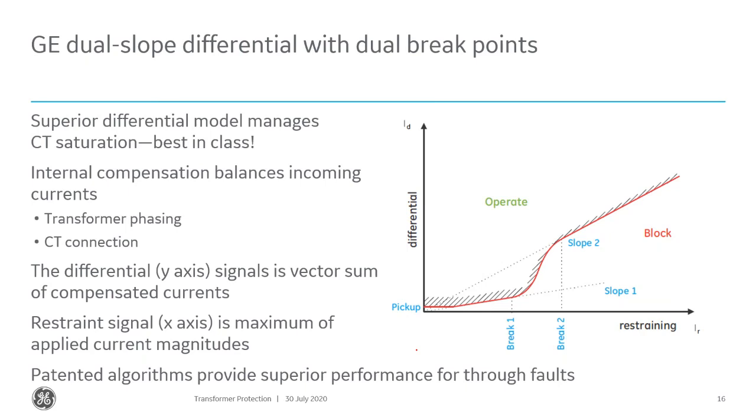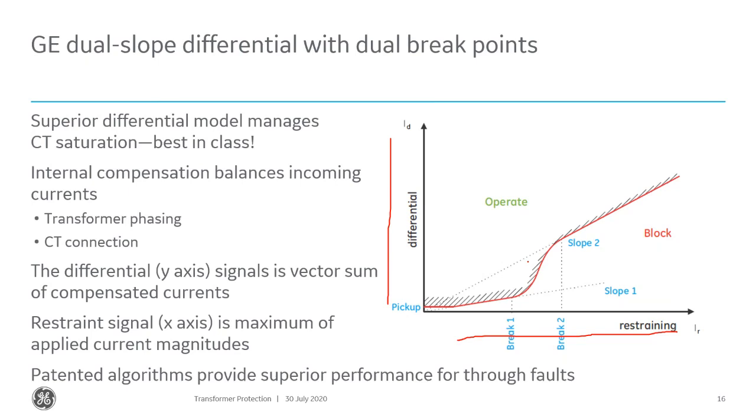Now, what I show on this graph here is that slope differential characteristic. Along the bottom axis here is the restraint current, and the restraint current will be the maximum of those two currents flowing into the relay, the two currents from the previous example. The differential current, which is along this axis, will be the vector sum of those currents. Now, with settings inside the relay, we build this slope differential characteristic that is shown with this red line there.